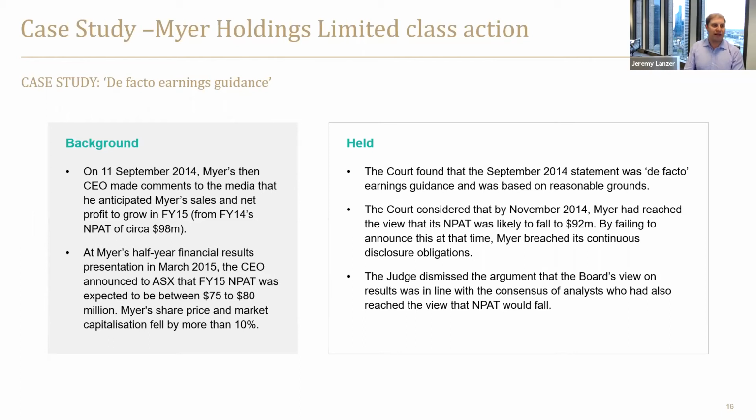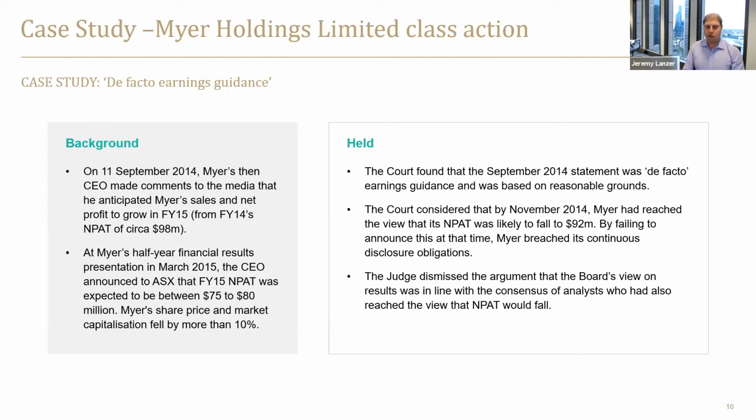When they released their half-year results, so that's periodic disclosure, to draw that distinction as Scott mentioned earlier, they then provided some guidance around what the full year expectation was. And at that point, they said, well, our expectation for the full year, based on what we've done in the half year, is now that we expect NPAT to be between 75 and 80 million. And understandably, upon receipt of that information by the market, the share price fell by more than 10%.